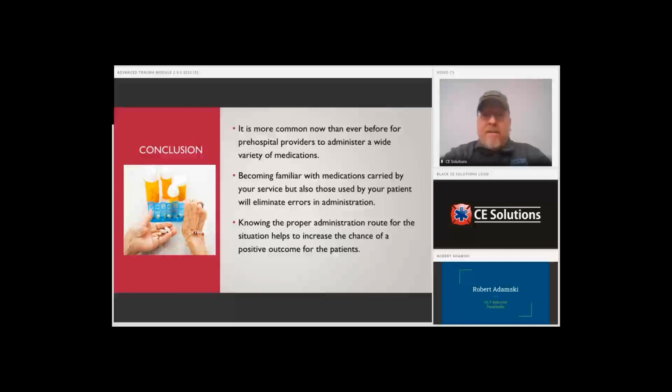In conclusion, we're wrapping up. Remember, you need to remember the basic rules, people. Follow your local protocols regarding medication administration. Make sure when you're administering medications, you're aseptic, you follow your local protocols, and follow the rules.